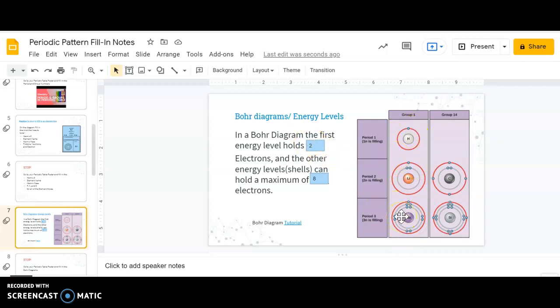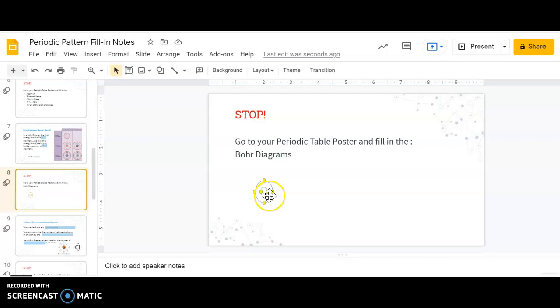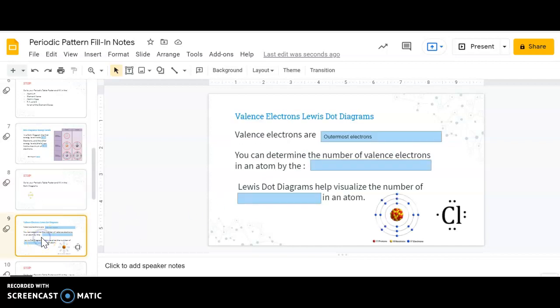In these diagrams, you start by putting 2 in the first energy level. That's the maximum it can hold. Then the others past that can all hold 8. So if you notice, you don't have to have 8. So this one in the gray has 2 for carbon. Carbon has a total of 6. So 2 and 4 on the outside. That can still hold 4 more, but we stop at 4 because that's how many carbon has. And we're going to fill all of the Bohr diagrams out on our poster.